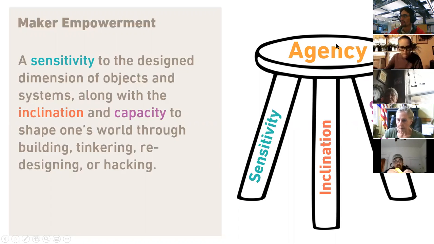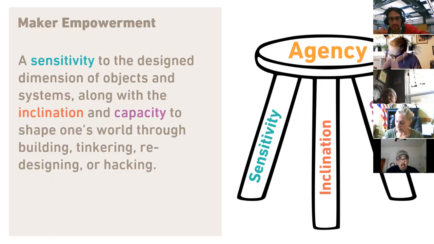Agency is what I'm using to describe that feeling that you're empowered to make change. So the 3 legs of this chair are sensitivity, inclination, and capacity. Sensitivity means that you are aware of the opportunities to create change. Inclination is motivation. It just means that you care enough about whatever this subject is that you want to engage in it. And capacity is ability. Are you able to do whatever you're talking about doing?